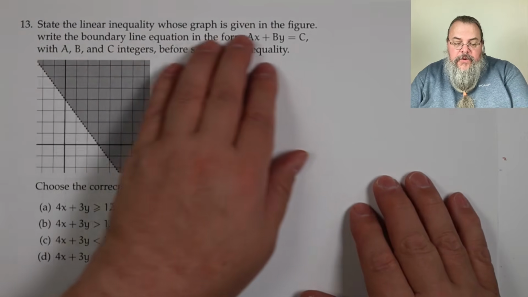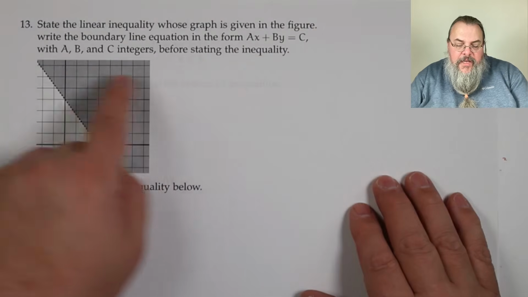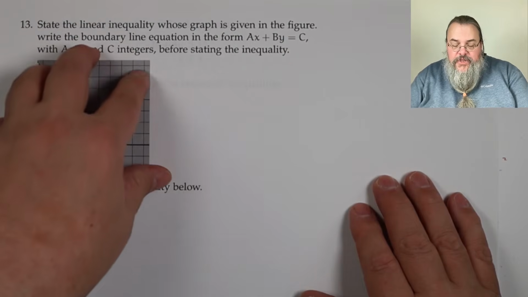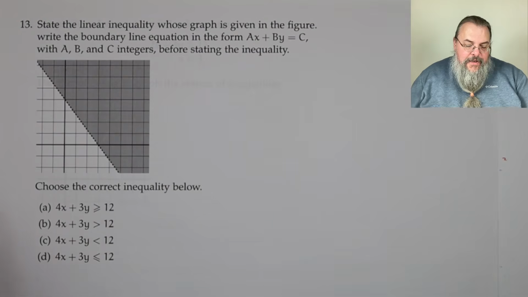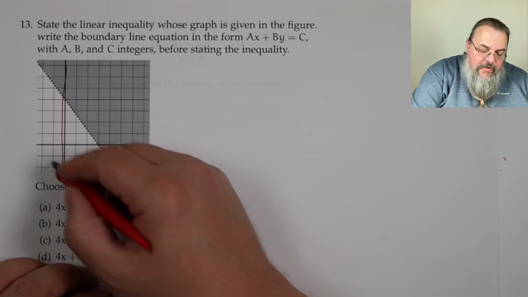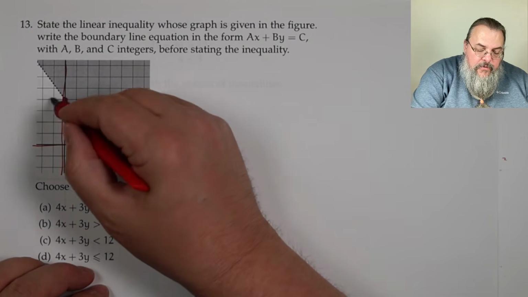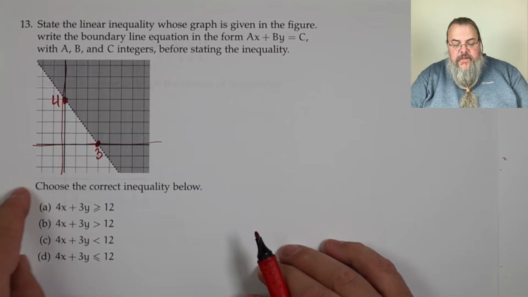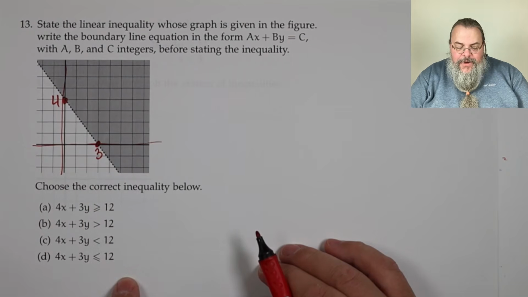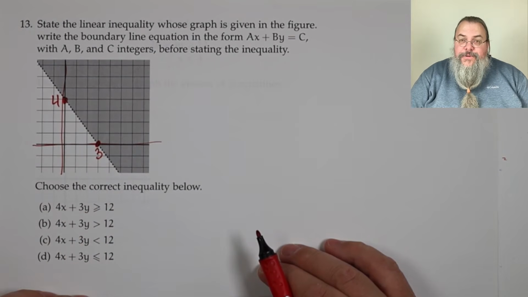State the linear inequality whose graph is given in the figure. Write the boundary line equation in the form ax plus by equals c with a, b, and c integers before stating the inequality. So they gave us the picture, and I will say I was not very good at marking things, but the thicker lines are your axes, and the grid counts. So here is 3, here is 4. But the point here is we don't have to do much work because we see what it is. It's 4x plus 3y equals 12. All we have to figure out is which one of these 4 inequalities do we use.